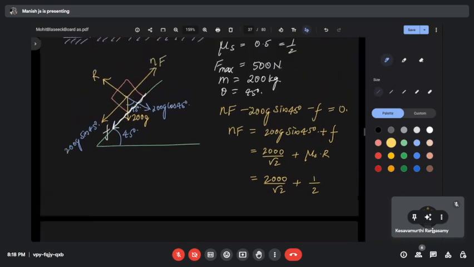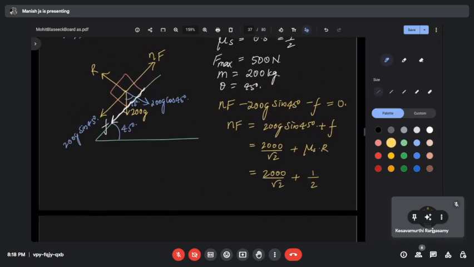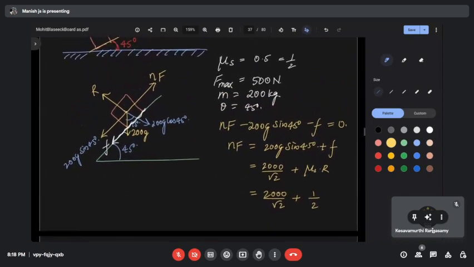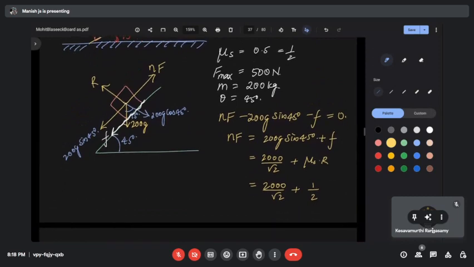Now R, what is the normal reaction component? Okay, R can be written as, you can see it is opposite to 200g cos 45. Okay, so I'm writing that also.